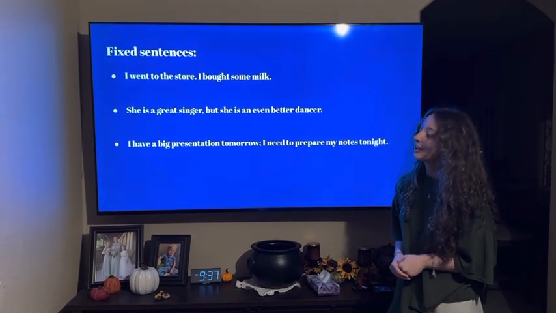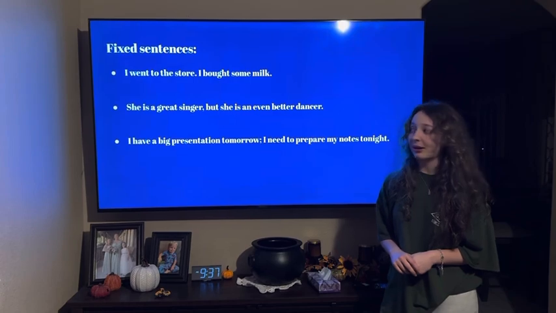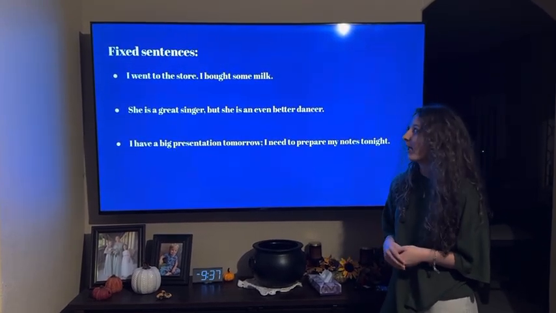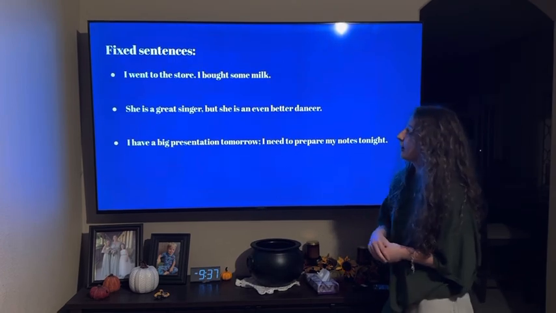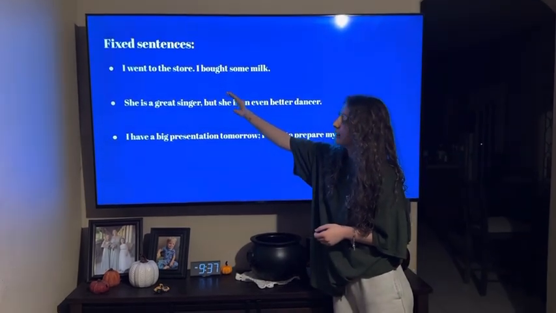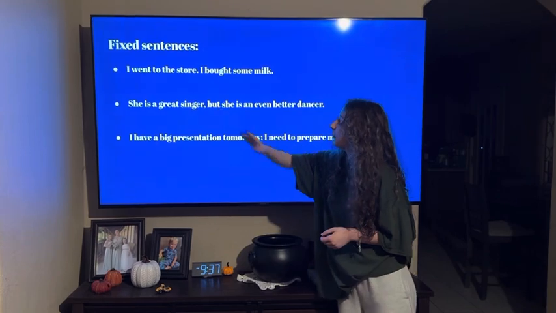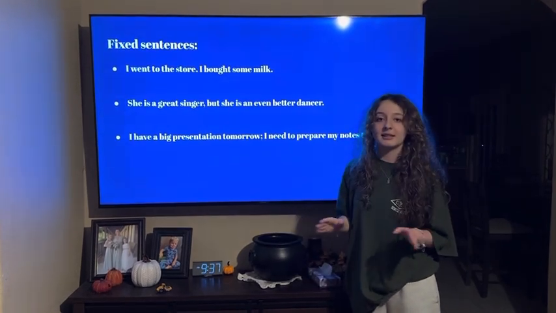Some of the fixed sentences from the examples above include: I went to the store, period, I bought some milk. Again, these are two independent clauses separated by a period, their own complete sentences, that's it.